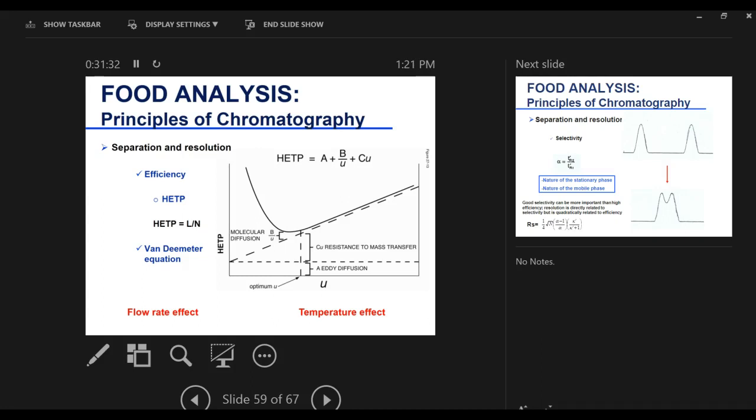Again, we talked briefly about the impact of temperature. When you have high temperature, it helps the movement, helps with reducing the B factor, enhancing the movement and getting to better mass transfer. But if the temperature is too high, then everything moves fast and you don't get separation. So too high is not good in each case, and too low is not good in each case. You want to find the optimum for the type of compounds that you are separating.